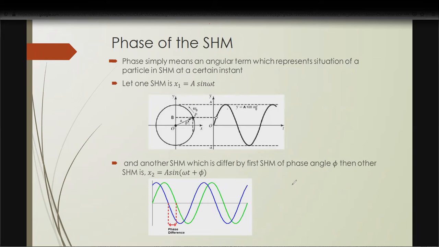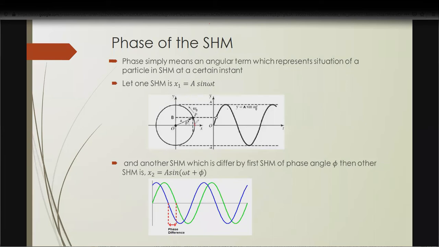Let's move to this part, the phase of simple harmonic motion. It is an angular term. That means it explains the situation of a particle. Let's assume a given particle starts from a point on the x-axis, right here. Let's start from this point.